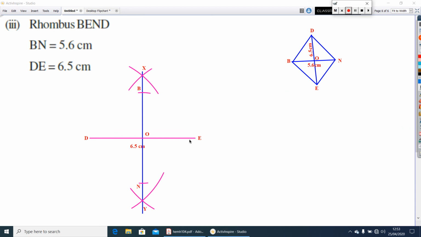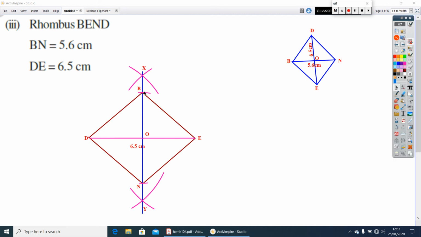Now join BE, EN, ND and DB. This is the required rhombus BEND. So this exercise is also completed. That is all for today's class. Have a nice day.